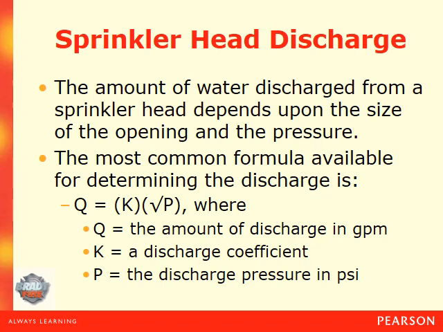The amount of water discharged from a sprinkler head depends upon the size of the opening and the pressure to the system. The most common formula available for determining the discharge is as follows. Q is the amount of discharge in GPM, K is the coefficient, and P is the discharge pressure in PSI. So Q equals K times the square root of P.